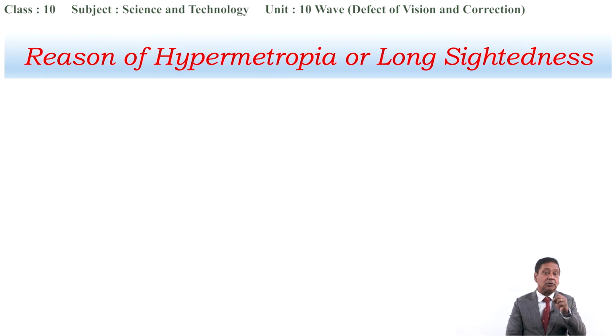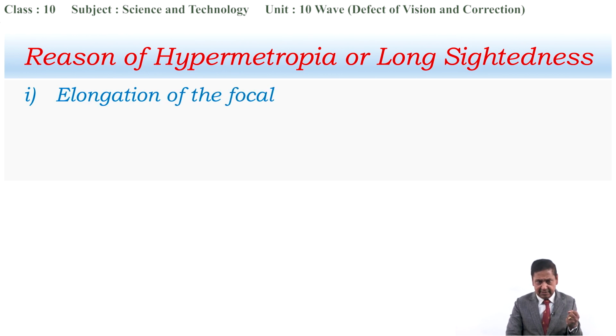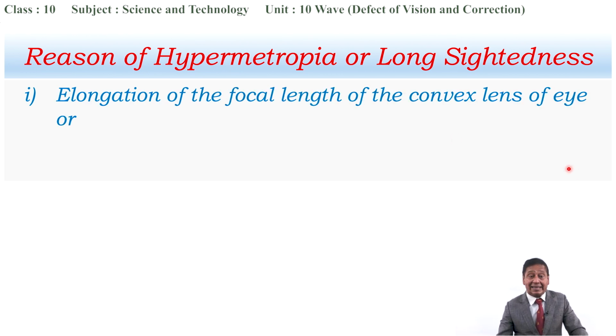Now let's talk about the reason. What is the reason of hypermetropia or long-sightedness? The reason is that it occurs due to the elongation of the focal length of the convex lens of the eye, the increase of the focal length of the convex lens of the eye. It means the lens is becoming thin and the focal length is becoming long, and that's why the near object cannot be focused on the retina; it goes behind.